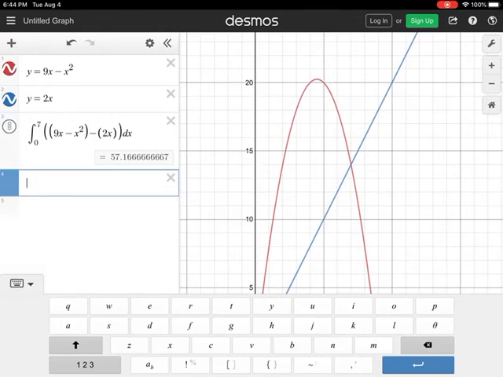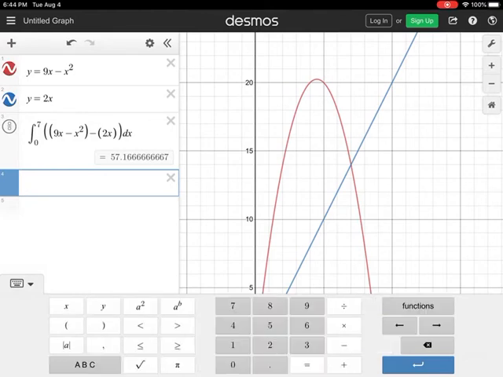We got 57.17. Or we got 343 thirds if you wanted to do it that way. So 343 divided by 6, and we got 57.1666. So we're good.